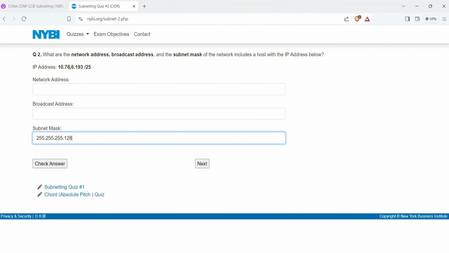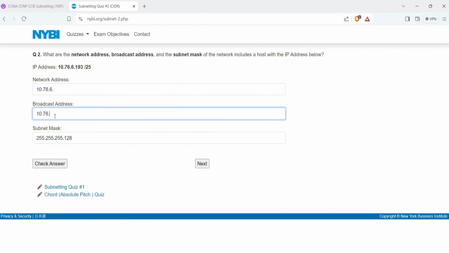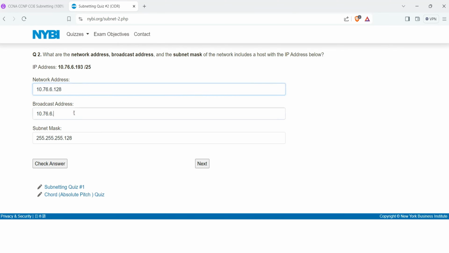The three 255s mean I'm going to put these down: 10.76.6 dot. Now, what's my wild number? 193. What is my jump start? 128. If my jump start is 128, so 0, 128, then 256. Where does 193 fall under? Between 128 and 256. So the network ID is 128. The broadcast is 255, right? You see? So I know that the network ID is 128 and the broadcast is 255. Check answer.